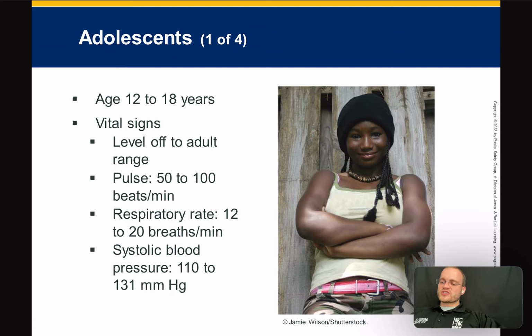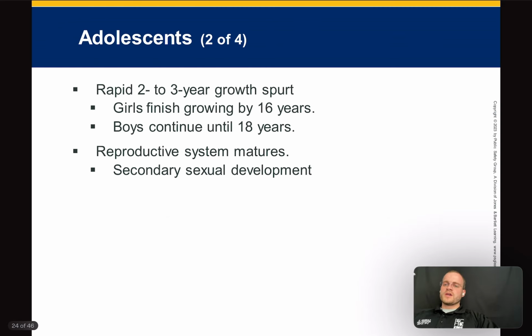So, adolescent. Notice this is age 12 to 18. It is not teenagers. It is age 12 to 18. So, yes, an 18-year-old is an adolescent, even though they're legally in the eyes of the law an adult. The vital signs pretty much become adult-like. Okay.